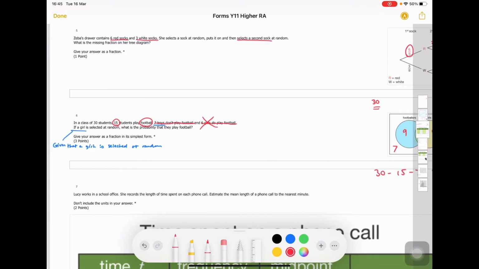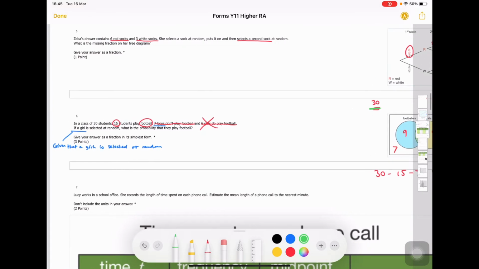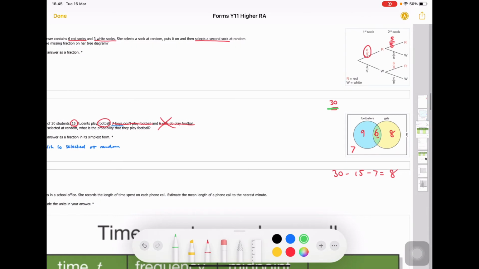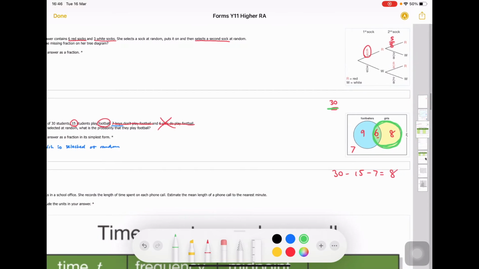Given that a girl is selected at random, what is the probability that they play football? So we're narrowing the group down from 30 individuals to the total number of girls, however many that may be. So I'm going to circle this one because it says given that a girl is selected. So a girl is selected. Where's the probability that they play football?